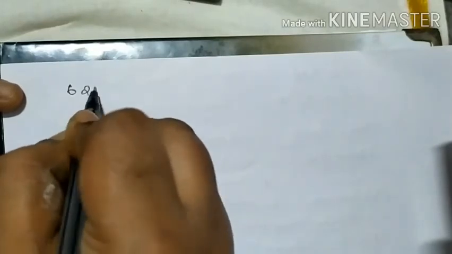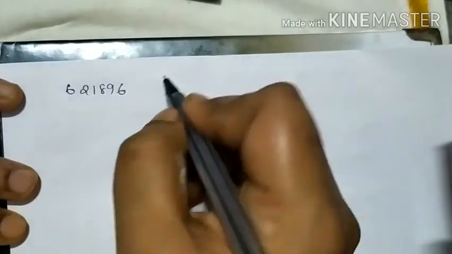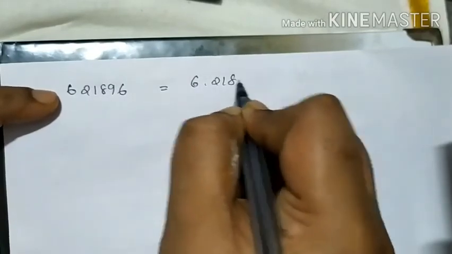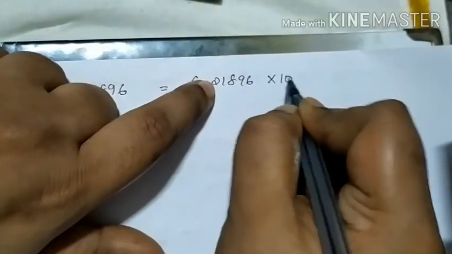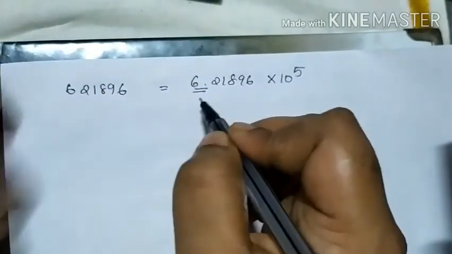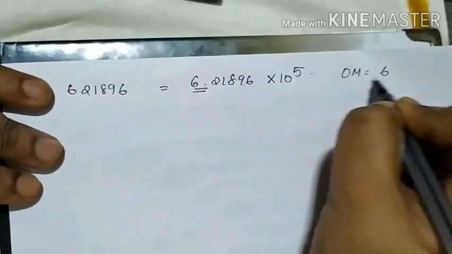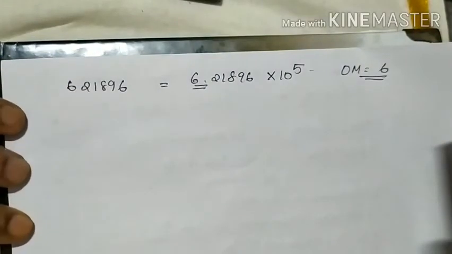Okay. Let's say 6218. Did I do the same question? I don't know why this number comes up. Anyway, so what will we do? You will write 6.21896 and you have 5 places to come up. So it is 10 to the power 5. 6 is greater than 5. So the order of magnitude is 5 plus 1, that is 6. Right?